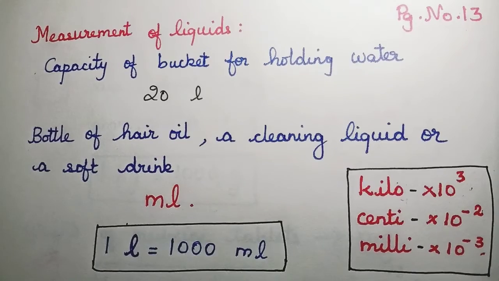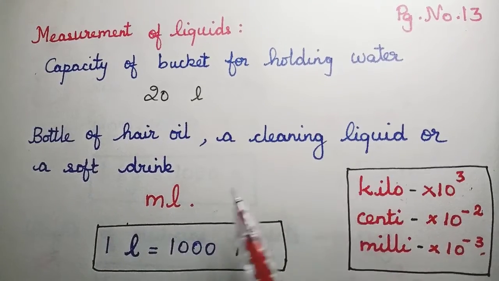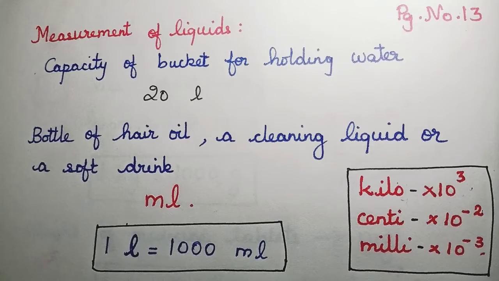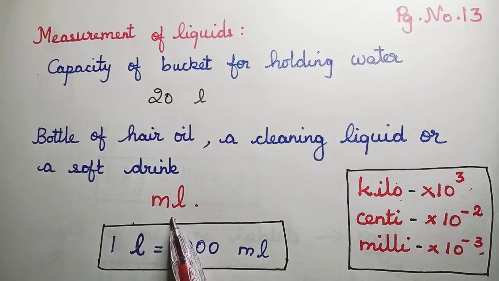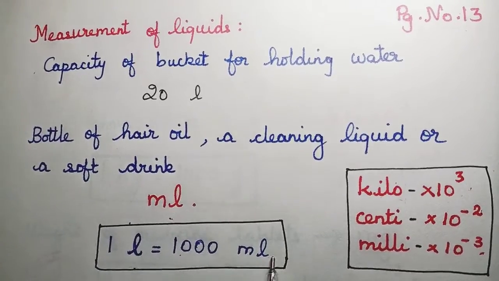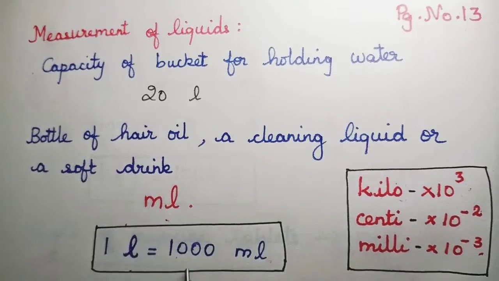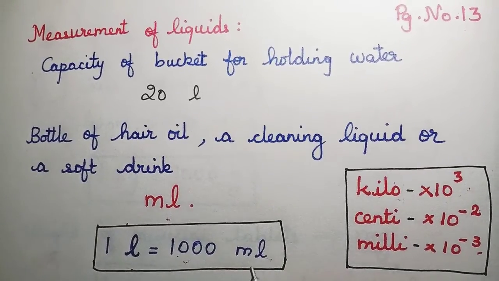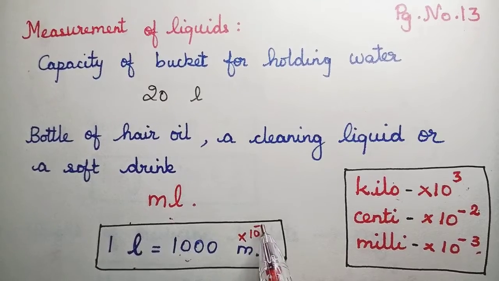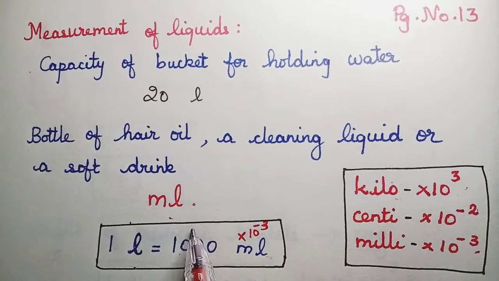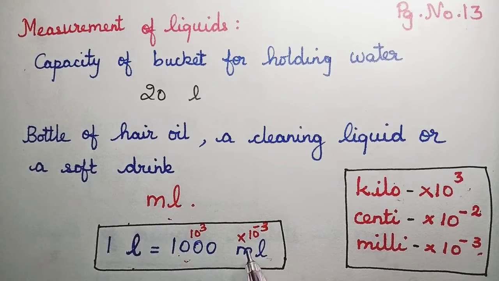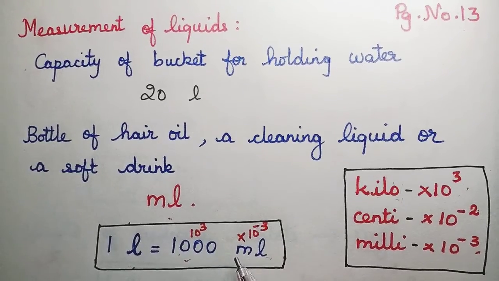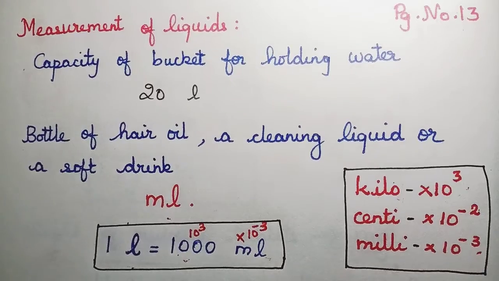But what about a bottle of hair oil, or a cleaning liquid, or a soft drink? It will be a small bottle. Imagine a small bottle of hair oil. It will be in milliliters. So 1 liter equals 1000 milliliters. I already told how to find out this 1000 here. Milli means 10 to the power minus 3, and we have 10 to the power 3 here, right? So just multiply 10 to the power 3 and 10 to the power minus 3. Substitute milli for this 10 to the power minus 3. So that will be 1000 milliliters.